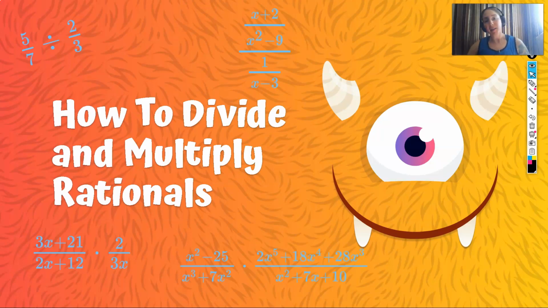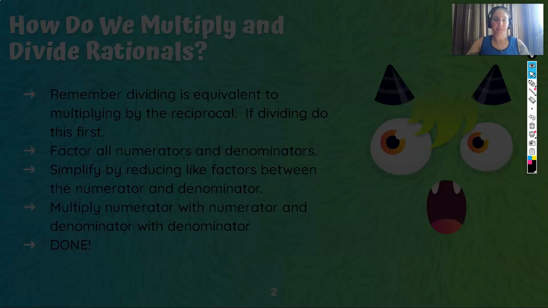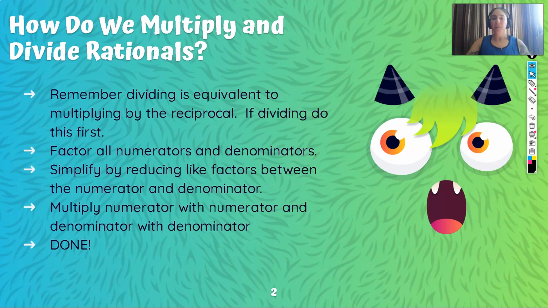And then how can we apply those concepts now to if I have a linear over linear or a general polynomial over a general polynomial, and I want to multiply or divide this with any other rational, right? And how do we do that? And what's the thing that we can do every single time that will work for all of these? So that's what we're going to do. So let's go over how to do it.